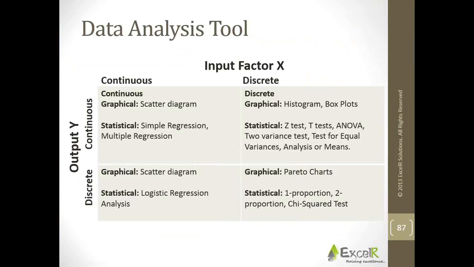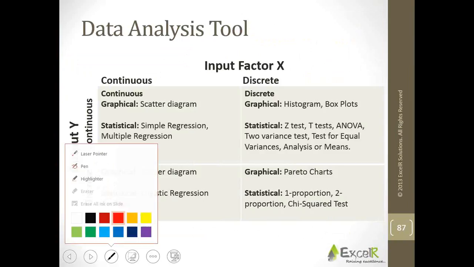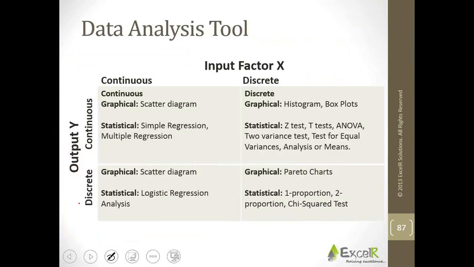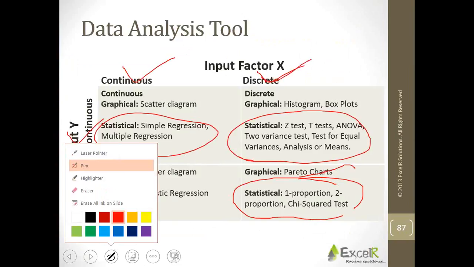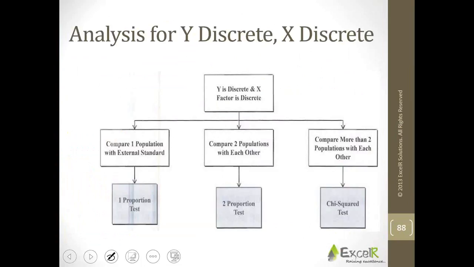In this data analysis tool, you have X factors and Y factors. Depending on what is what, you decide, right? Based on whether Y is discrete and X is discrete, what test are you going to use? You use 1 proportion, 2 proportion or chi-square. If Y is continuous and X is continuous, use simple regression or multiple regression. If Y is continuous and X is discrete, you use these tests. So in this way you do various tests.